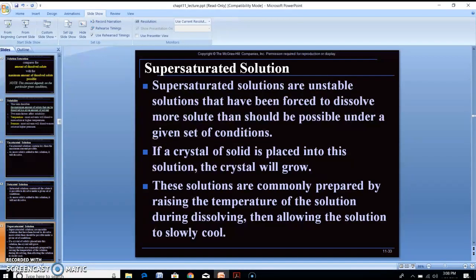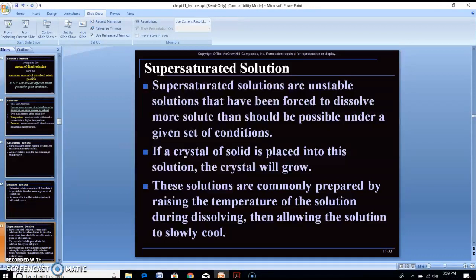Supersaturated solution. Supersaturated solutions are unstable solutions that have been forced to dissolve more solute than should be possible under a given set of conditions. So when the temperature is fixed and the pressure is fixed, only so much solute is dissolved in the solvent, but when you increase the temperature or the pressure, it is possible that more solute can be dissolved in the solvent.